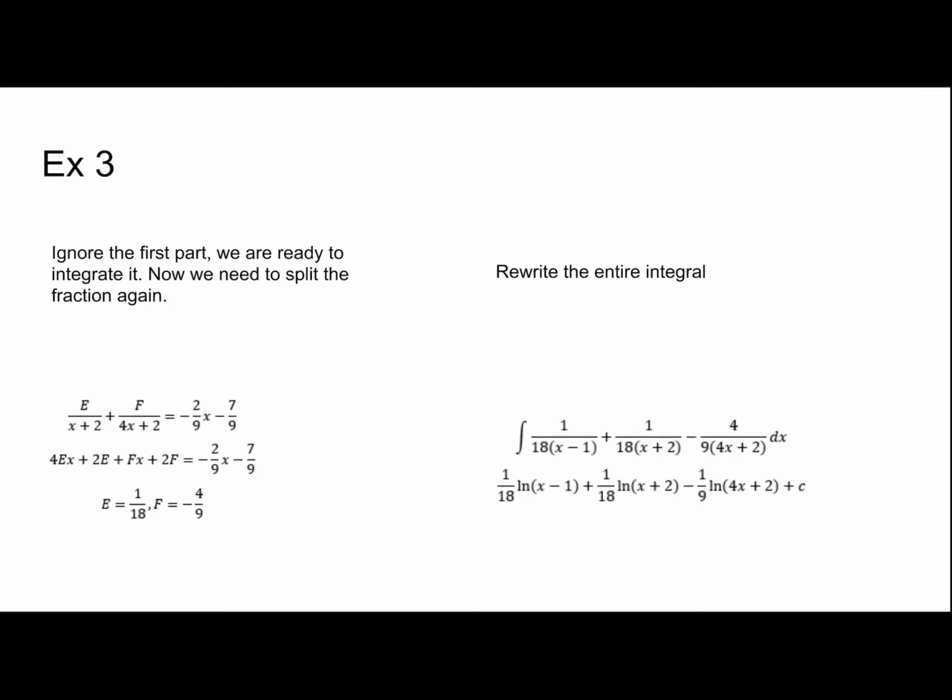So we're just going to use our ln rules. ln rules will give us our final answer: 1 over 18 ln of x minus 1, plus 1 over 18 ln of x plus 2, minus 1 over 9 ln of 4x plus 2, plus the constant of integration, plus c.